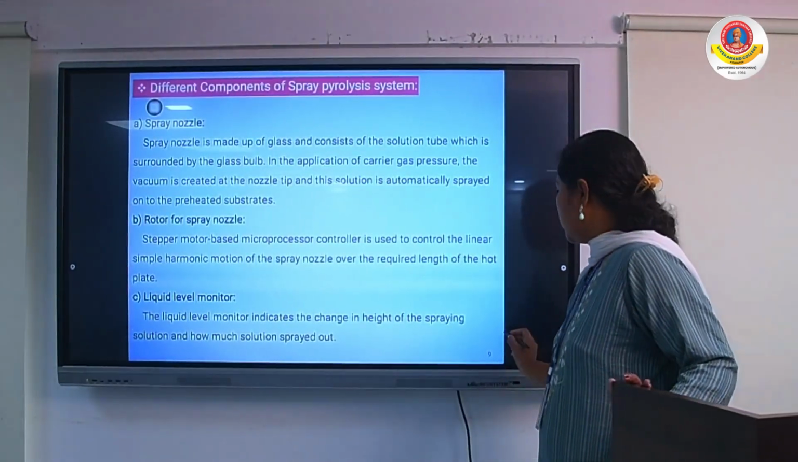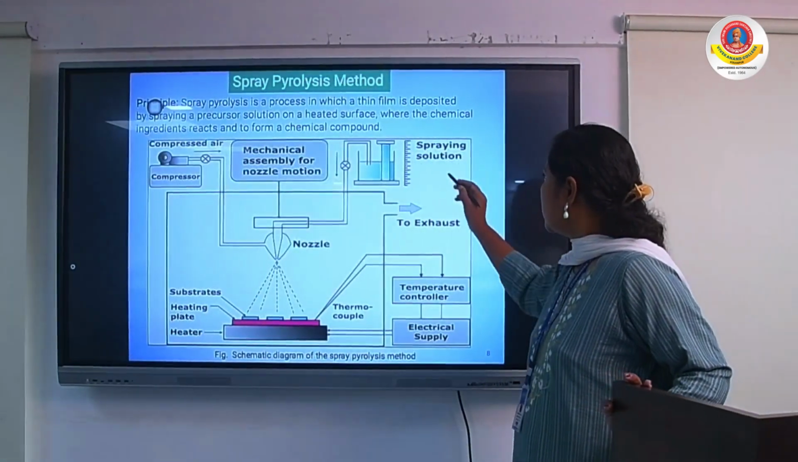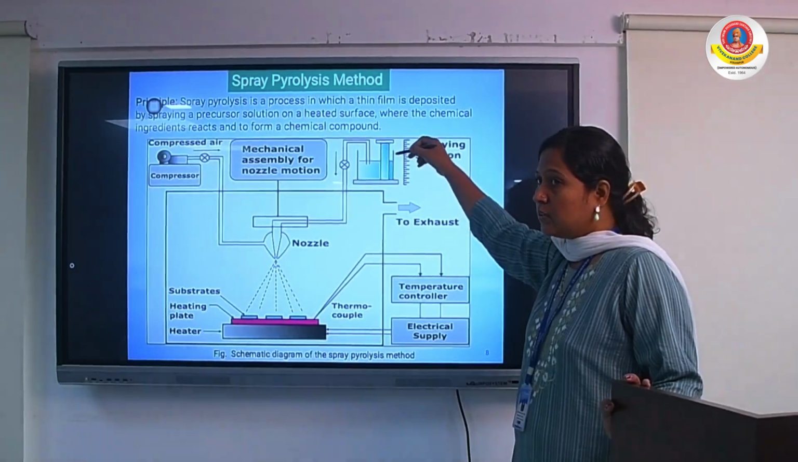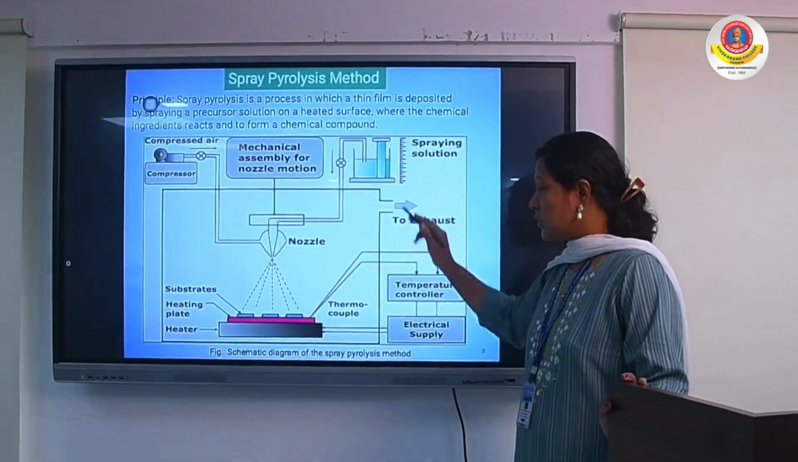Another one is the liquid level monitor. Liquid level monitor is here. It is the liquid level monitor. Here we keep the solution which is sprayed.